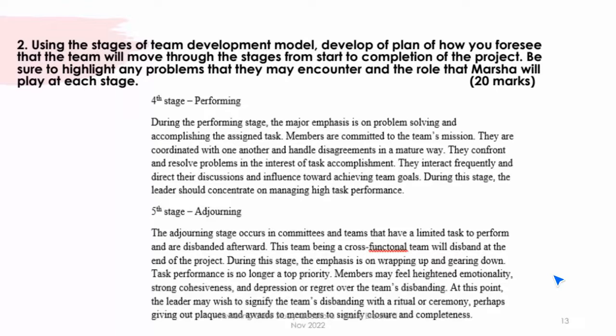So you see how you gain 20 marks there, guys? You write the things, you explain everything, and just keep writing. Because if you just say that during the performing stage, the major emphasis is on problem solving and accomplishing the assigned task, and you don't write anything else, you're going to get 1 out of 4. And if you do that for all 5 stages, you're only going to get 5 out of 20, because you did not explain yourself. You did not do what the question asked you to do. You have to be comprehensive in your answer and do exactly what the question asked you to do.